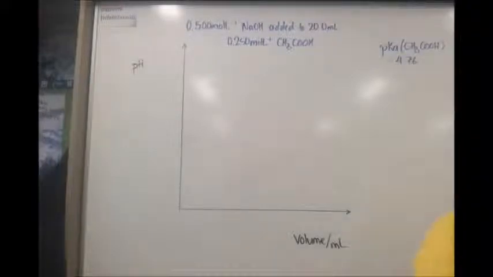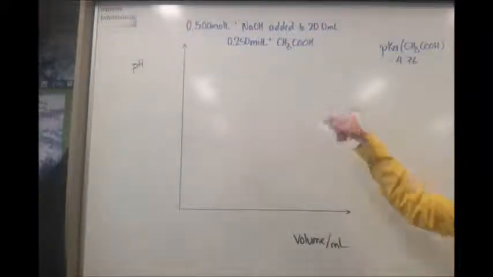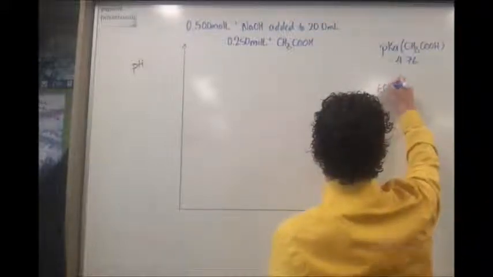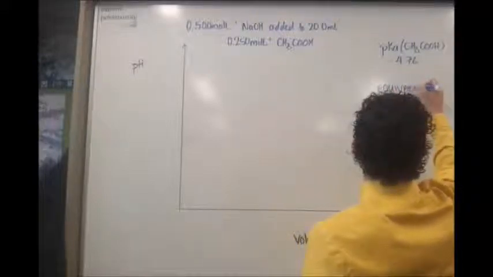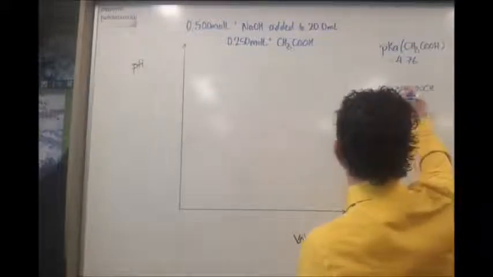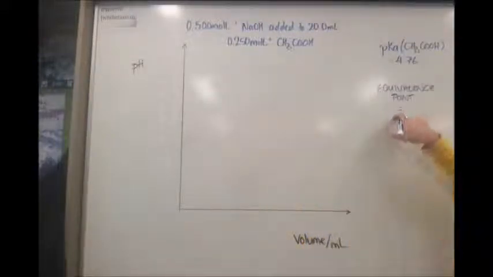The indicator would change colour when this has got to what we call an equivalence point. Equivalence means same. So the equivalence point is when there's the same amount of each, pretty much. So it's where it's neutralised. Just be aware that neutralisation doesn't mean a pH of 7. It means that the equation for this has gone to completion. So the equivalence point is where the number of moles of acid equals the number of moles of base, same amount of each.